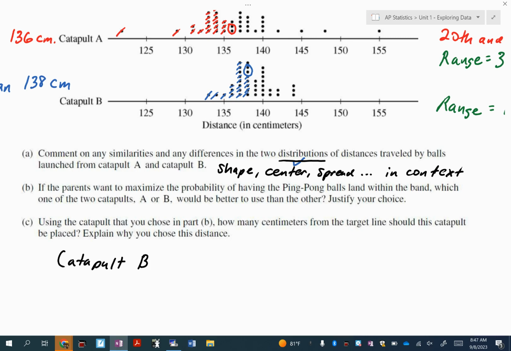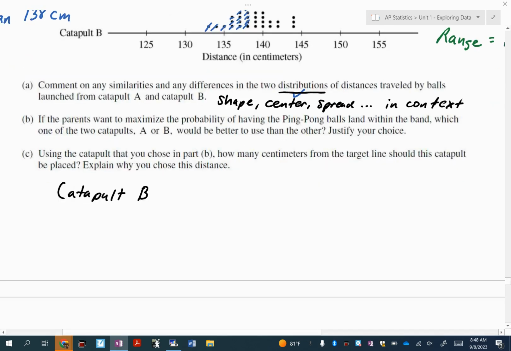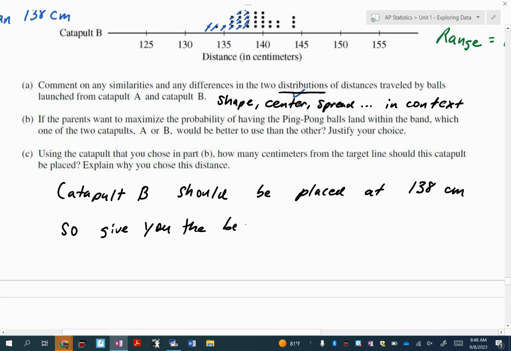We already kind of talked about it in question A. The median, right? If you choose the median, then remember you've got 50% of the data values below it, 50% above it. So if I choose the median at 138, what happens on all the ones below it? They all hit, right? Because they're 5 centimeters below. And when I do above, right, they almost all hit as well. So I would choose, Alan, your answer probably would get full credit, but I would actually choose the median. So it should be placed at 138 centimeters to give you the best chance to hit the target.